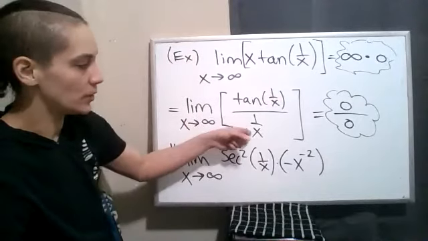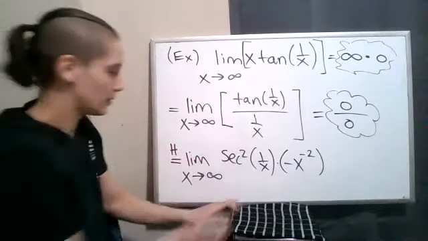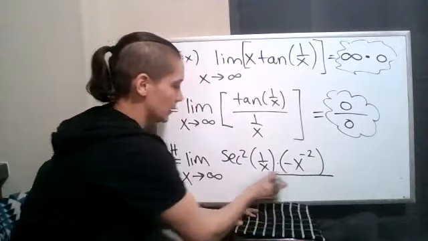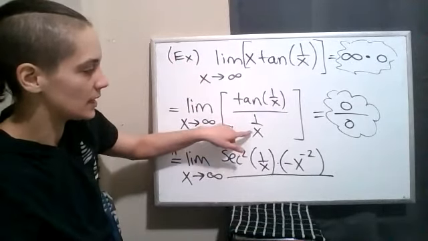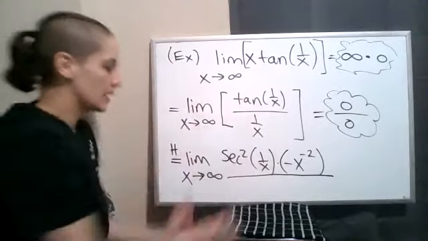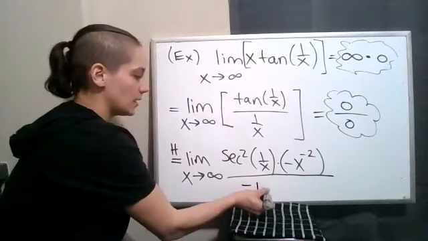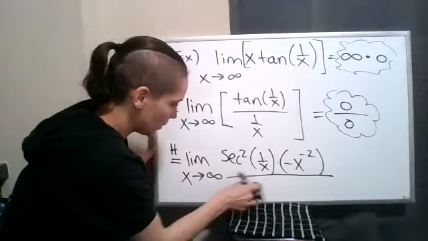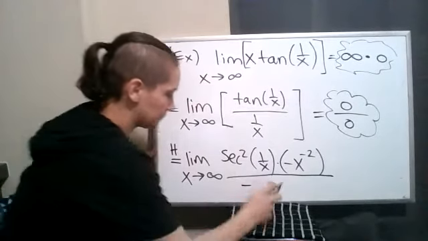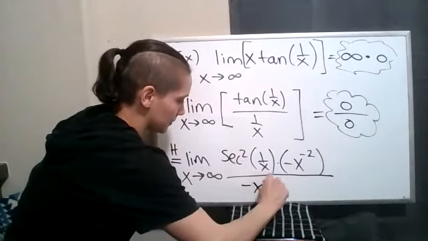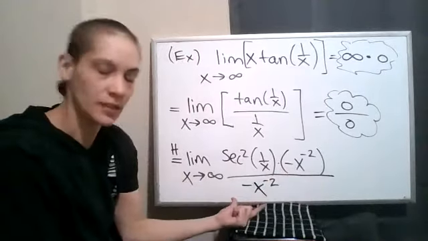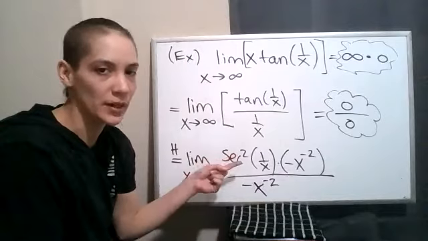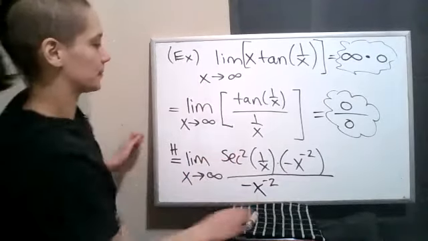And what are we doing? The derivative of the bottom function for L'Hopital's rule. Derivative of 1 over x is the same process. This is x to a negative 1 power. Negative 1 comes down, and multiply it with x to a negative 2. And then that term matches up with the 1 in the denominator. So what's left is secant squared of 1 over x.